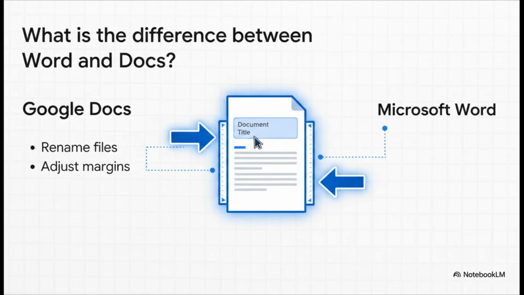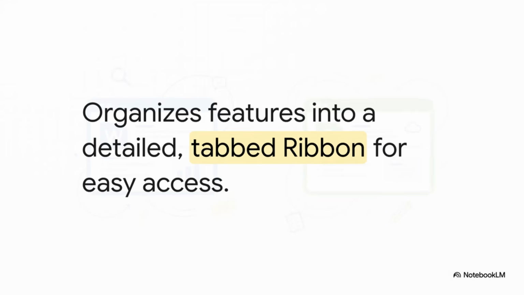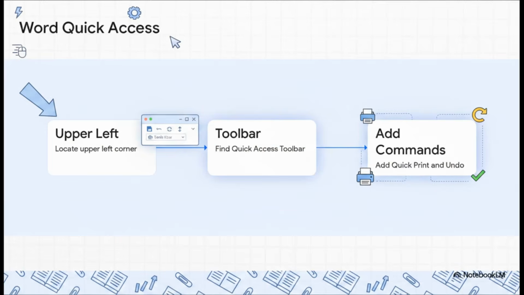Just click the upper left to rename or quickly adjust your margins. Now, Word uses specific tabs like Design and Insert. You can even minimize this ribbon to save space. Need to move faster? Just customize Word's Quick Access toolbar up top for stuff like Quick Print.